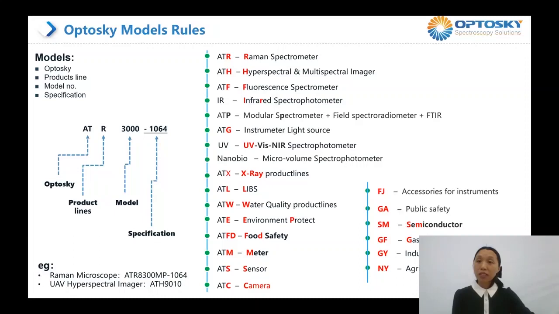I need to mention that Optosky models start with AT, which represents Optosky. And R represents the product line, such as Raman. The first capital letter R represents Raman. So ATR is a Raman spectrometer, and 3000 is a model number. 1064 is the specification. So if you need help choosing the right model number, we can help before you place any orders.